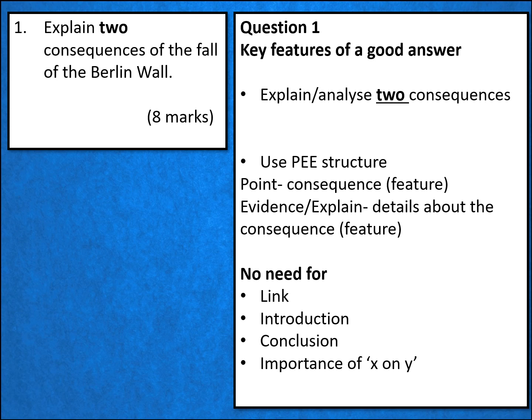We don't need to link our consequences together. We don't need to write introductions or conclusions. And our explanations are quite broad. We don't need to identify the impact on a specific feature or factor, so they can be quite broad. We'll explore those features in a model answer.